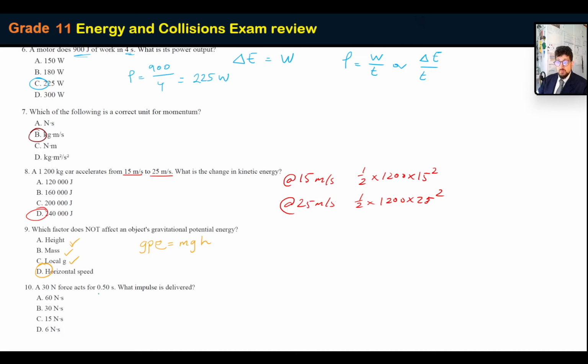A 30 Newton force acts for 0.5 seconds. What impulse is delivered? Impulse is equivalent to force times time. Also, impulse is equivalent to mass times change in velocity. And also, impulse is equivalent to final momentum minus initial momentum. So I've got force and I've got time, so I'm going to use this formula. Okay? 30 times 0.5, which is 15.